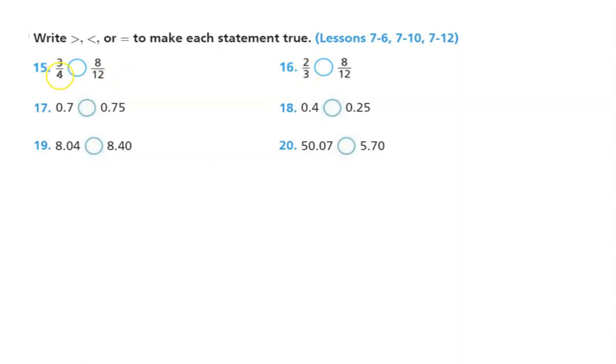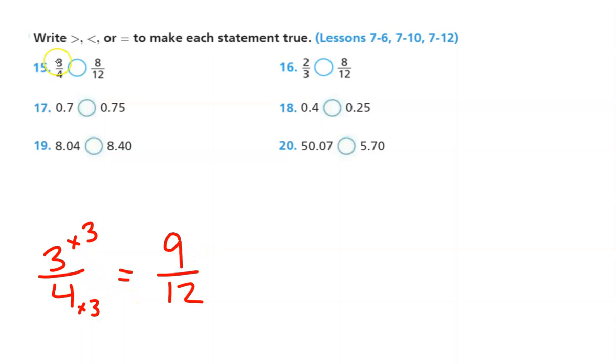I know that I can change fourths into twelfths, so because of that, my 8/12 is going to get to stay the same, and I simply just need to change my 3/4. So I'm going to come down here. How do I get 3/4 to equal something over 12? Well, I could do 4 times 3 equals 12. So because of that, I'm going to do times 3 to the top. Whatever you do to the bottom, you got to do to the top, and 3 times 3 is 9. So this 3/4 is the same as 9/12, and I know that 9 is larger than 8. So that one would be bigger.